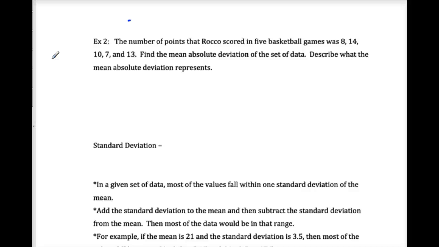That's what the mean absolute deviation means.